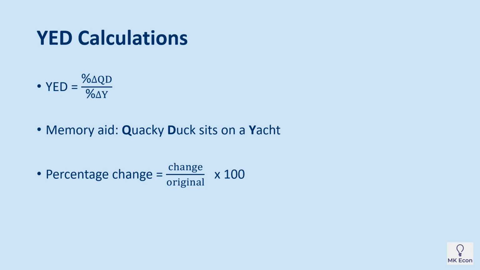Now, this is fairly straightforward maths. We've got 2 percentage changes in this formula, but let's just have a little look at one possible way how you might calculate that, because it might be a while since you've actually learnt this. So my memory aid, and if you've got a better way or a different way that works, absolutely fine, stick with that. But here is one method of change divided by original times 100. And the number that you calculate is the YED coefficient.